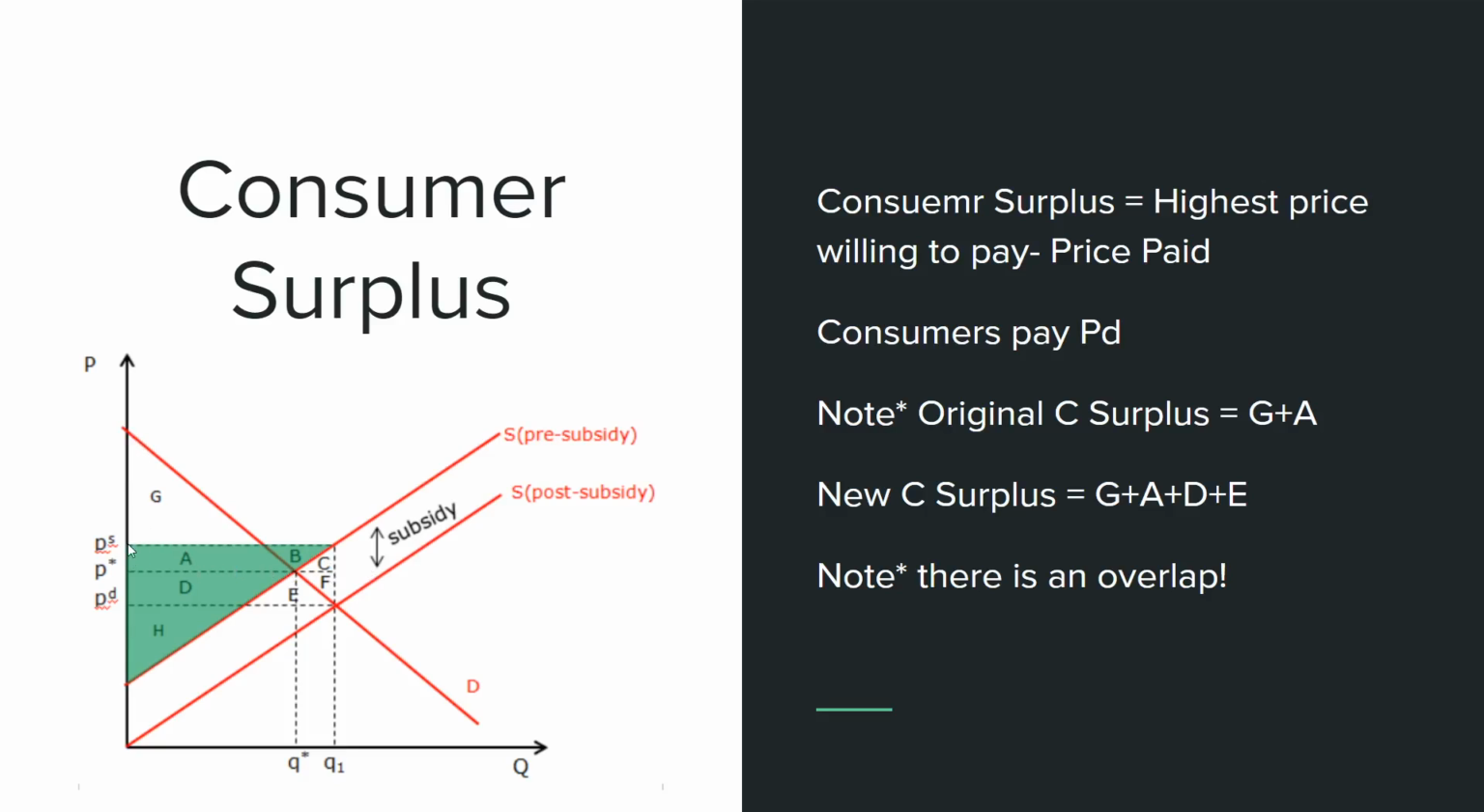It's always a top triangle, according to the original market equilibrium. Now the consumer surplus is G plus A plus D plus E. So you see here that there's kind of an overlap. If we were to highlight E and G in blue, then producer and consumer surplus would be sharing regions A and D.